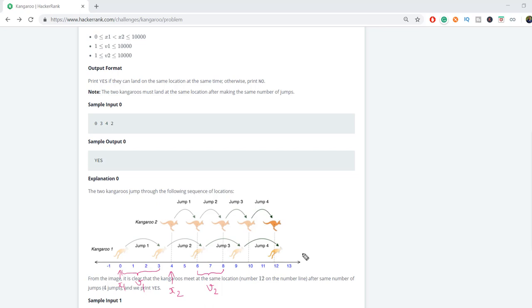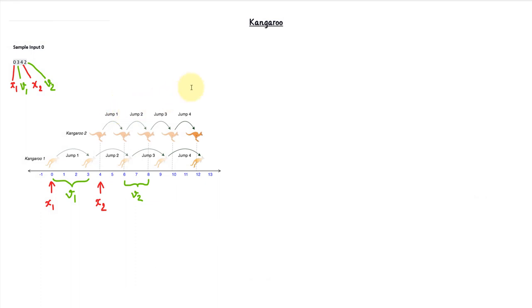Let's understand this problem in more detail and try to build a logic around it. I have taken the same example guys, which was mentioned on the HackerRank platform, and each and every parameter x1, v1, x2 and v2 is represented in a diagram. x1 is the position of kangaroo 1, v1 is the velocity or the distance which kangaroo 1 covers in each jump, x2 is the position of kangaroo 2, and v2 is the velocity or the distance which is covered by kangaroo 2 in each jump. And our task is to identify whether both will meet at the same location after the same time. Here same time means after the same number of jumps. So let's see how we are going to do it guys.